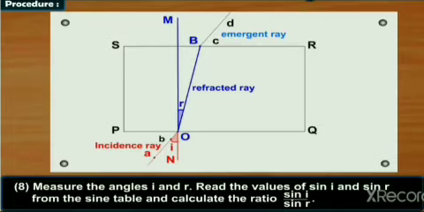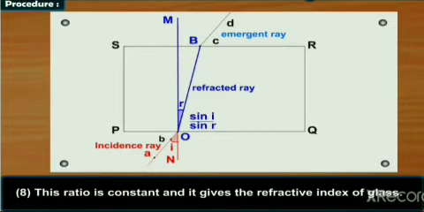8. Measure the angles I and R. Read the values of sine I and sine R from the sine table and calculate the ratio sine I upon sine R. This ratio is constant and it gives the refractive index of glass.